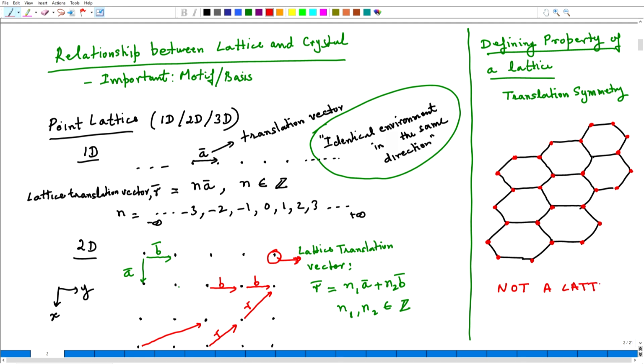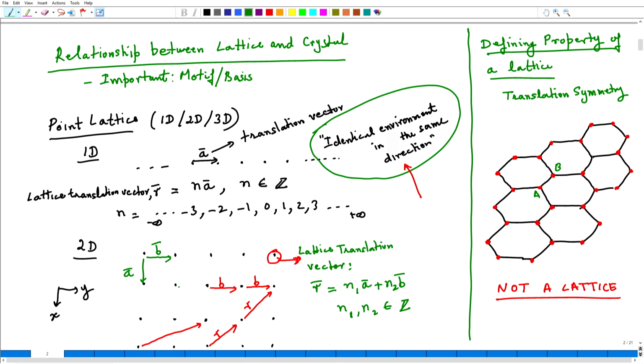Now, why do I say this? We again go back to this definition of the lattice, identical environment in the same direction. So, let us identify a few lattice points. Let me identify a lattice point here as A, another lattice point as B.